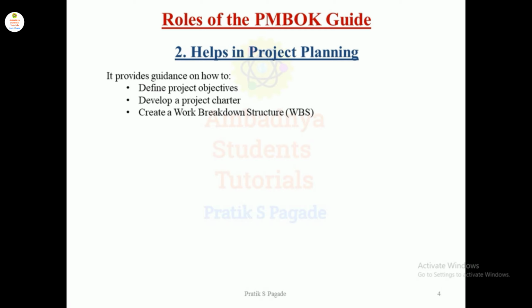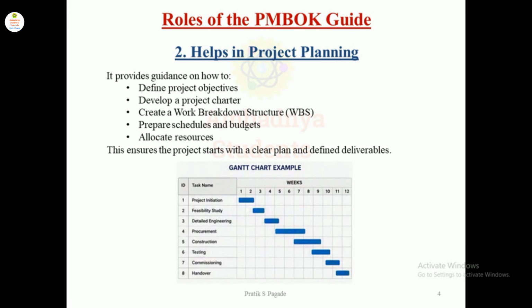Further, create a work breakdown structure. That means the major works are divided into sub works, which is called the work breakdown. So prepare schedules and budgets. We need to prepare the schedules and budgets. Allocate resources. We need to allocate different types of resources for a particular type of work. Resources may be like man, machine, material. So this ensures the project starts with a clear plan and defined deliverables.